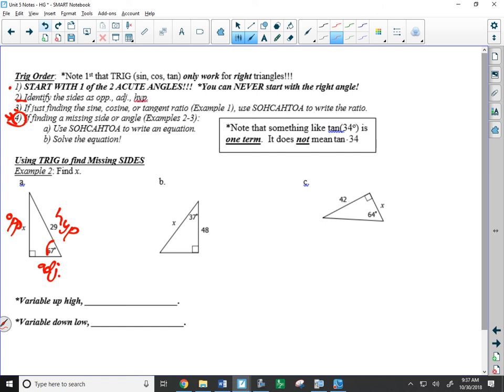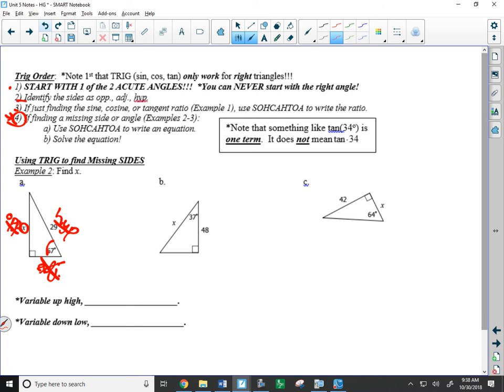So I write a ratio based on what I know. Now, I get to decide which one I'm using, sine, cosine, or tangent. I don't have the adjacent side, so I can't use that one. You might say I don't have the x side either. Well, that counts. You're trying to find the x one, so that one you do want to include. I don't have adjacent, so I use the trig function that has opposite and hypotenuse.